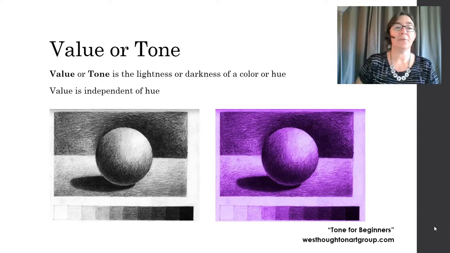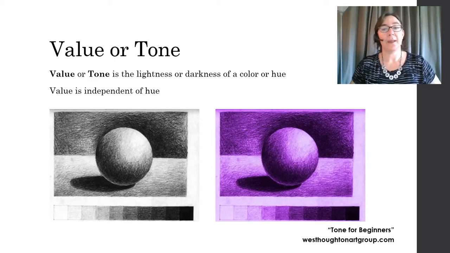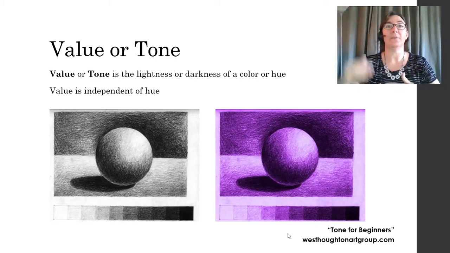All right, so on the left, you've got a picture here of a value drawing or a tone drawing, and it's in black and white. But on the right here, we have the same picture. It's a hue, it's a purple hue or a purple color, but it is also a value drawing. You can see that it's got different levels of darkness and light.